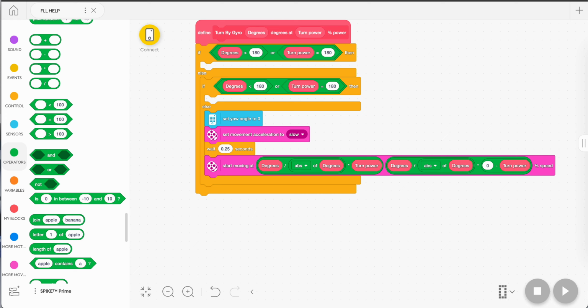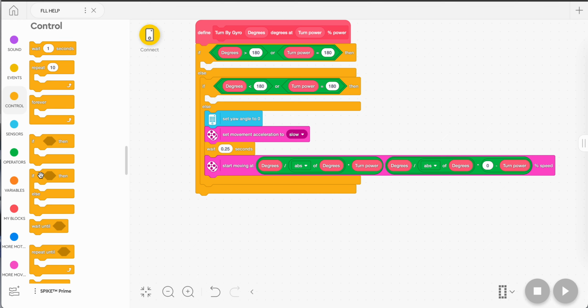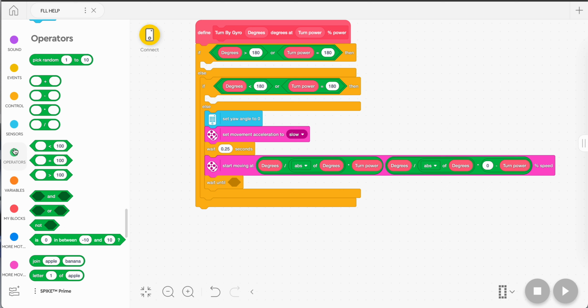Alright, now go to wait until, and it should look like that. Put it under the start movement at. Then you want to grab yourself an arrow pointing to the right.